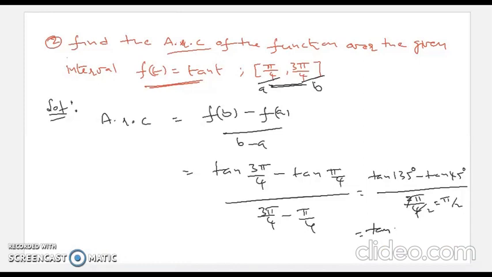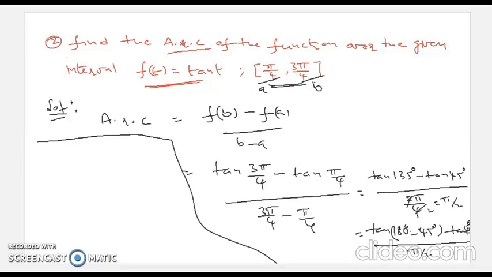Tan of 180 degrees minus 45 degrees, minus tan, already we have 45 degrees by pi by 2. So here, tan 180 minus 45 means it is on the x-axis, in the second quadrant. In the second quadrant, the tan value is negative. That's why here we put a minus, a negative value.